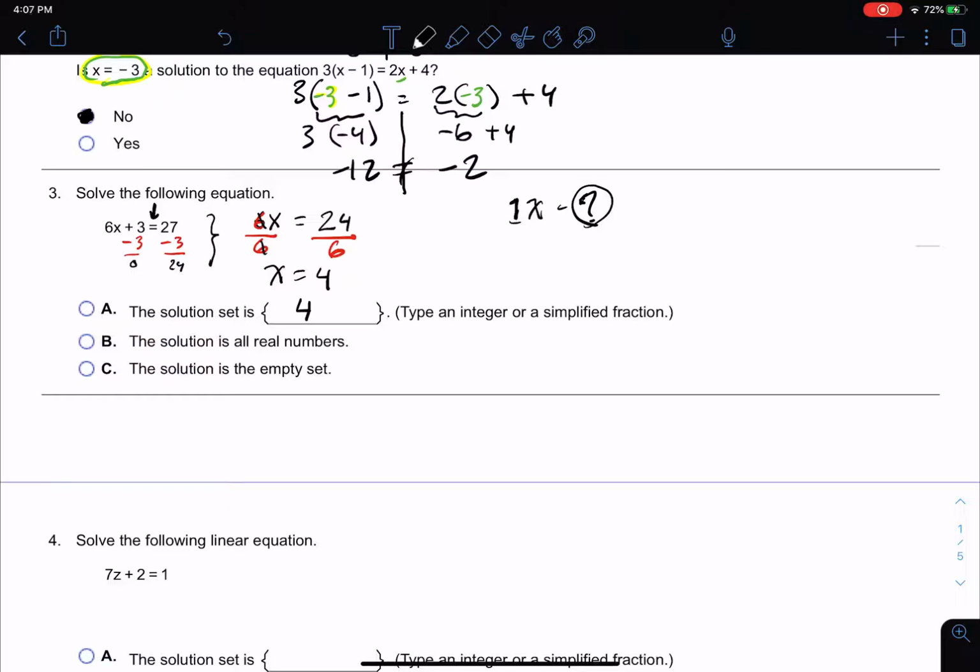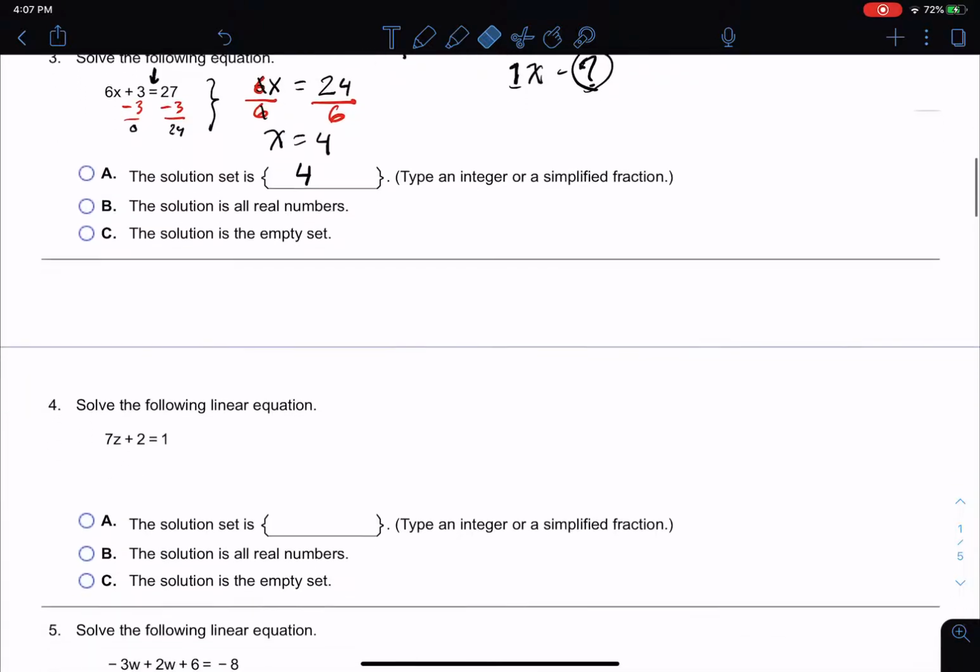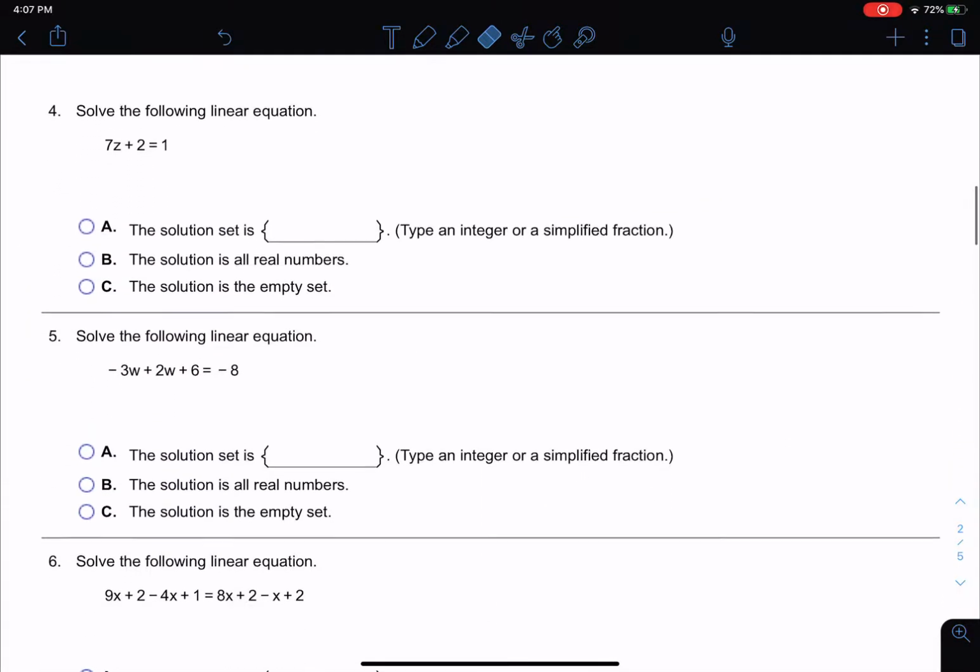You can see these other answers here. The solution is all real numbers. Well, no, we've got 4. The solution is the empty set. So I'm going to have to tackle these two ideas later on. But right now, we just have one solution, and that is 4. Let's go on. Next problem.